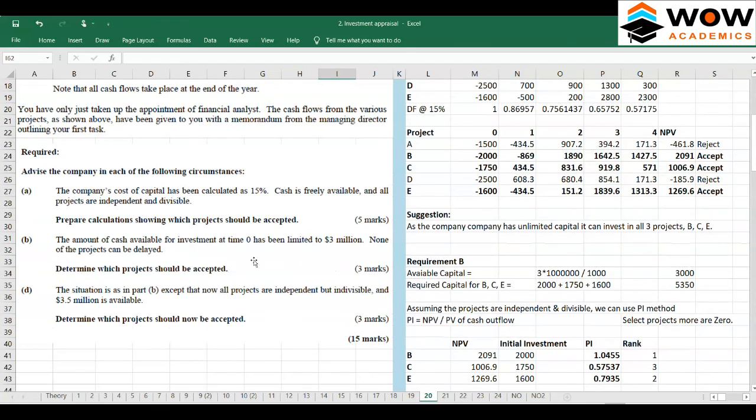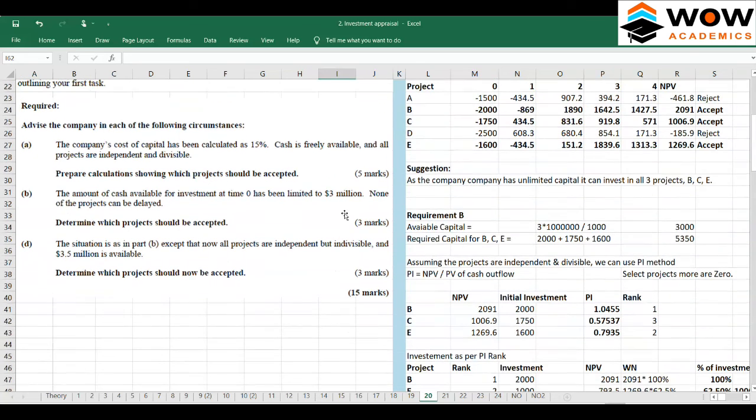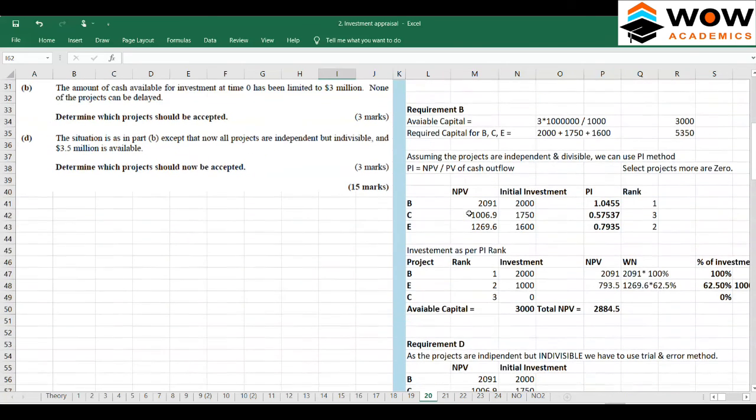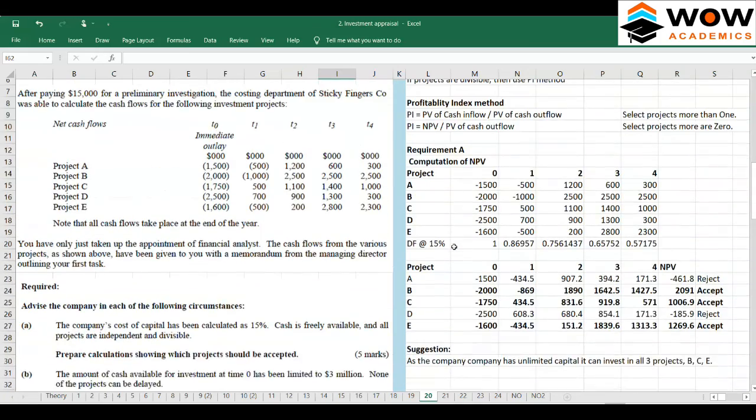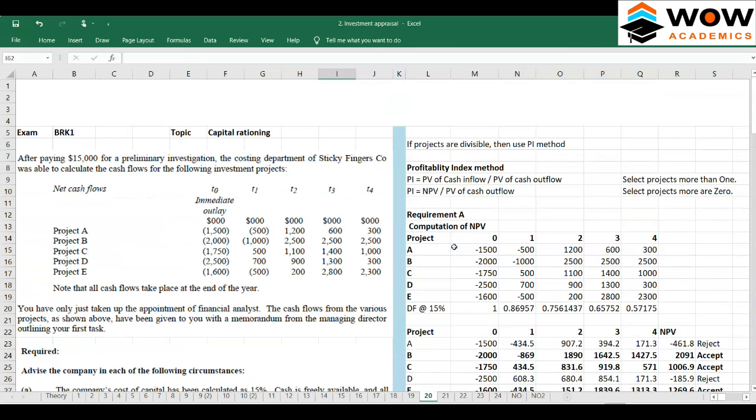This problem is a very nice problem. It tells us the PI method as well as the trial and error method. So be very careful. If the question tells you that the project is divisible, use the PI method. If the question tells you it is not divisible, use the trial and error method. So that's about this question. We'll move on to the next question.